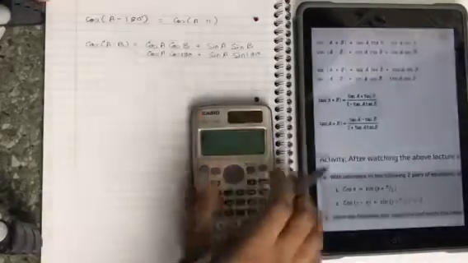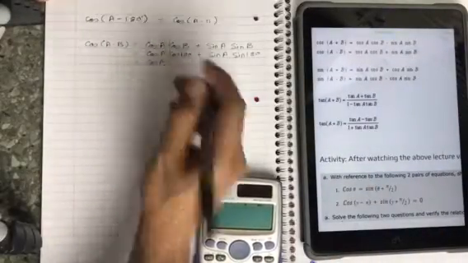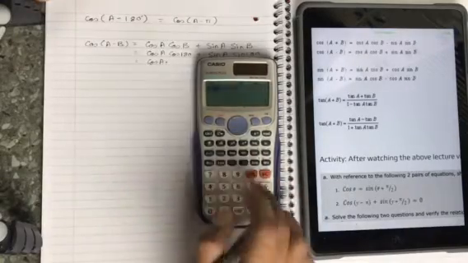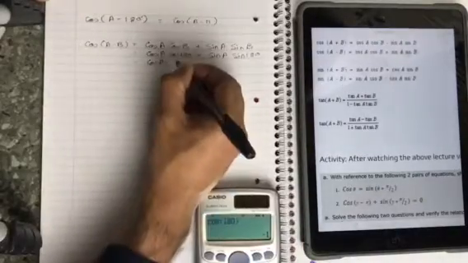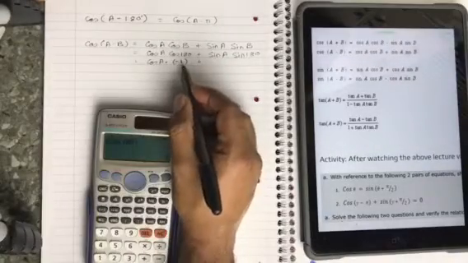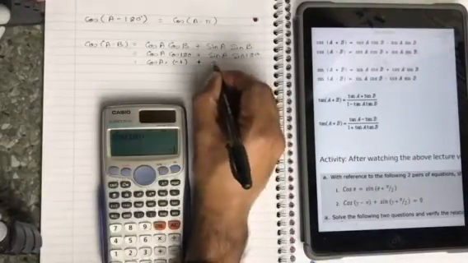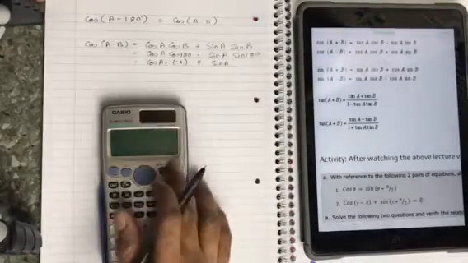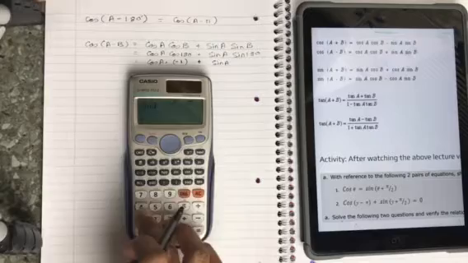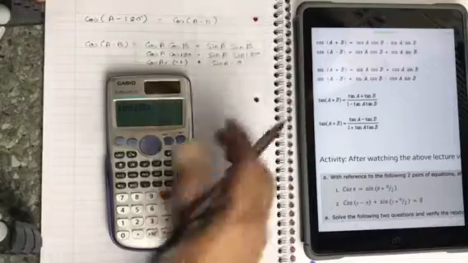So back to the problem. Cos a times cos of 180. So cos 180 close bracket is equal to minus 1. So times minus 1 plus, always remember brackets are important because it's a negative number, plus sine a, now sine 180, sine 180 close bracket equals 0, times 0.